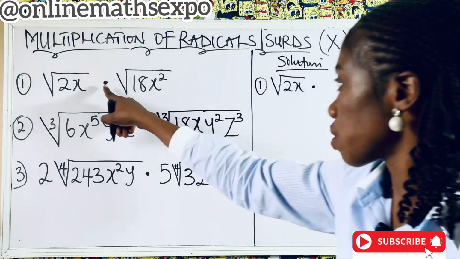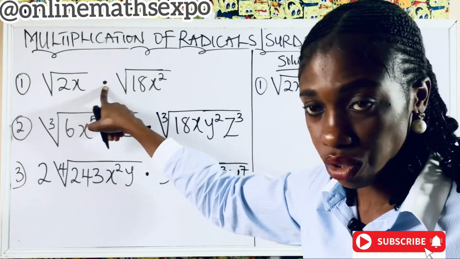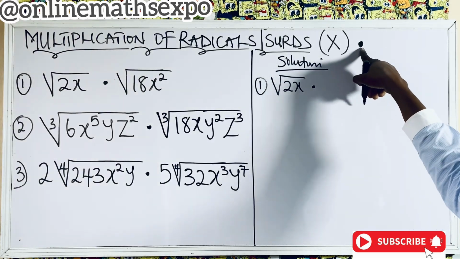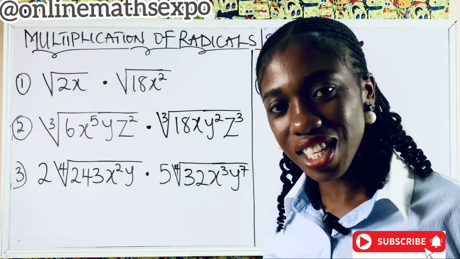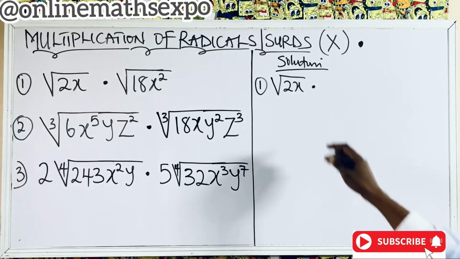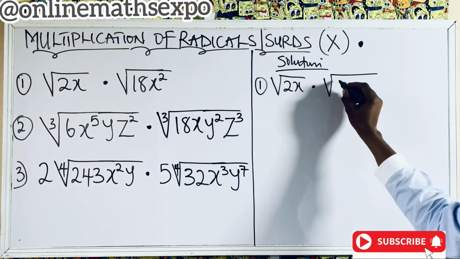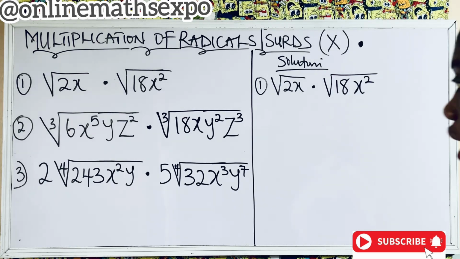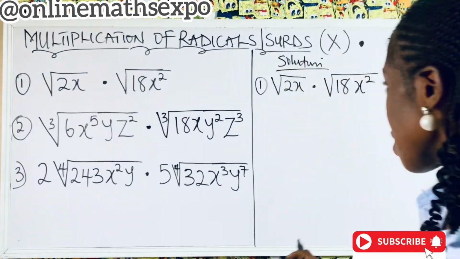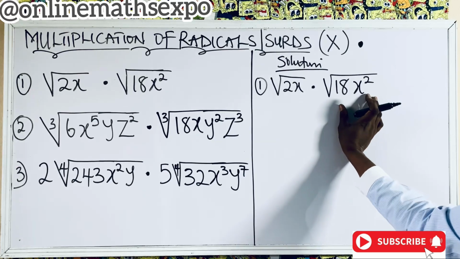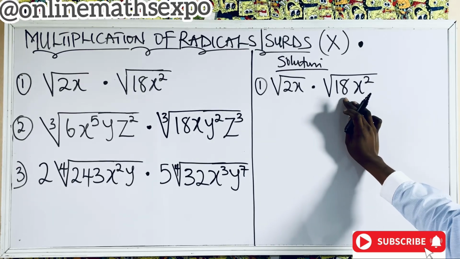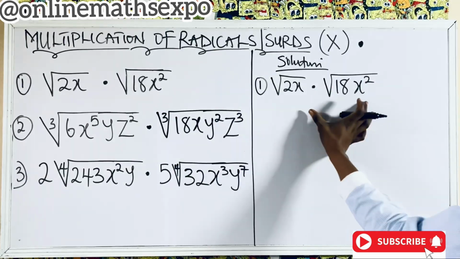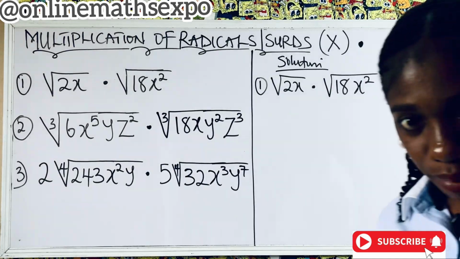This dot, as we said, is also multiplication, okay? We said we are interchangeably using either this or this. So whichever one you see us use, it means the same, okay? So we are multiplying this by root 18x squared. Now, what you can do here is you can decide to simplify this, bring out a perfect square in it, and then multiply. Or you can multiply them together and then simplify.